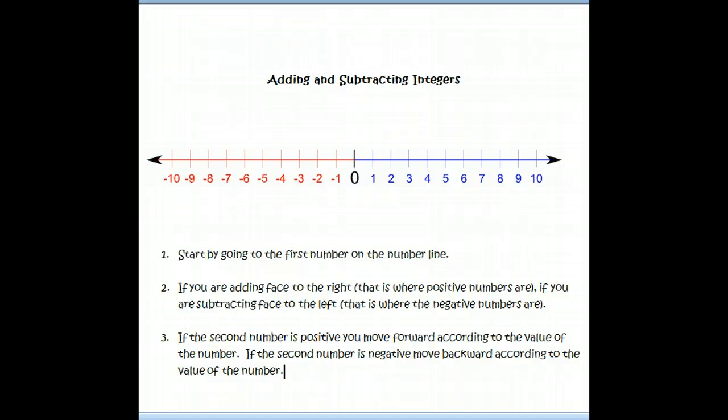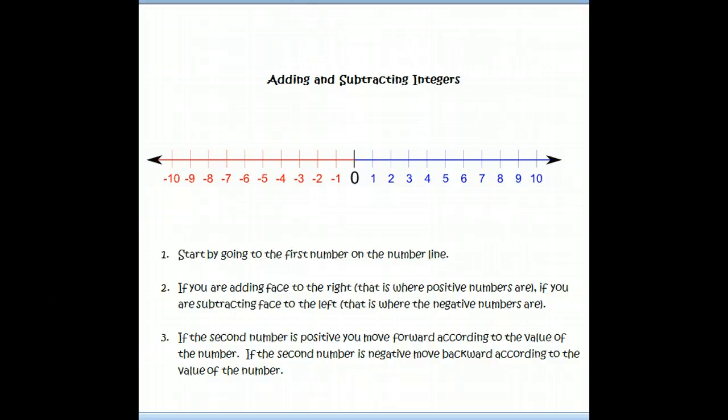There's 3 steps you want to follow. First step, start by going to the first number on the number line. Step 2, if you're adding, face to the right. That's where the positive numbers are. If you're subtracting, face to the left. That is where the negative numbers are. Third step, if the second number is positive, you move forward according to the value of the number. If the second number is negative, move backward according to the value of the number.